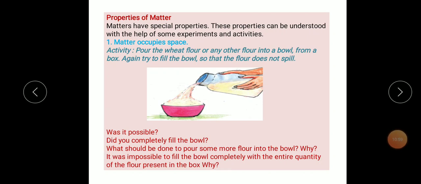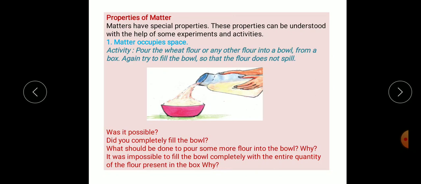Pour the wheat flour or any other flour into a bowl from a box. Again, try to fill the bowl so that the flour does not spill. So students, here you take wheat flour and one bowl and fill the bowl with the wheat flour so that the flour does not spill. Was it possible? No, it is not possible.